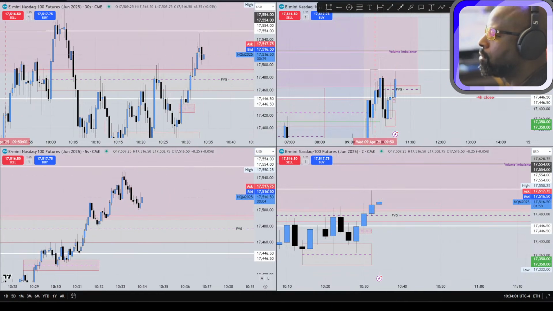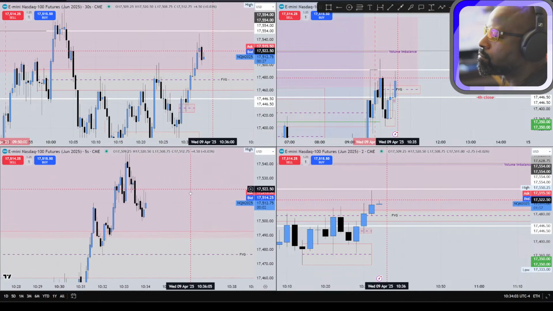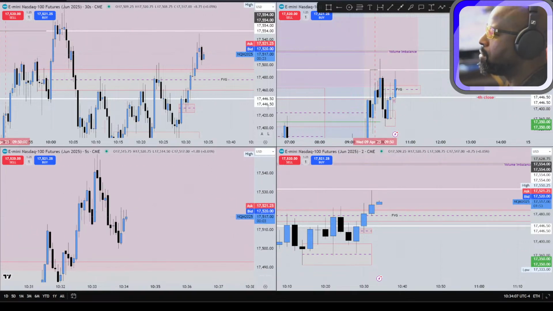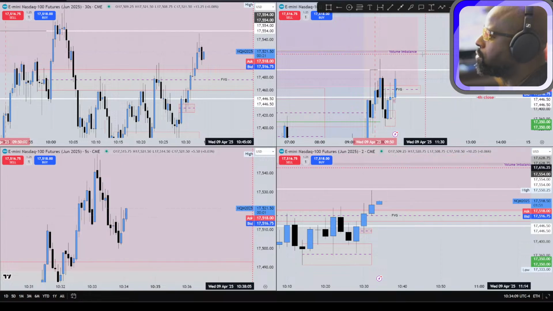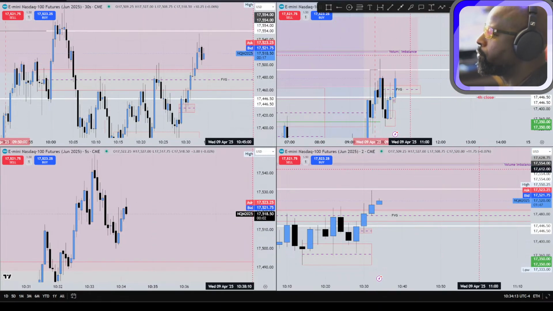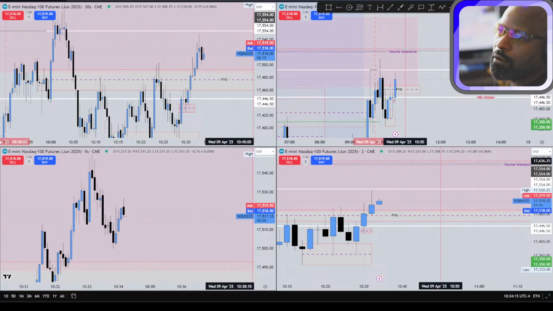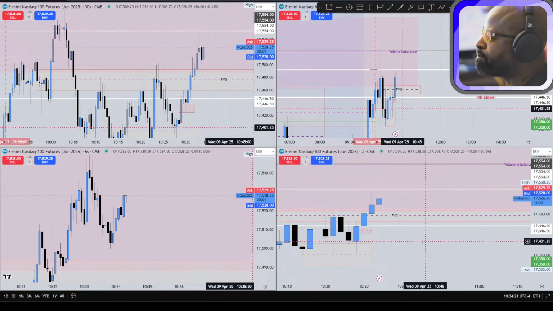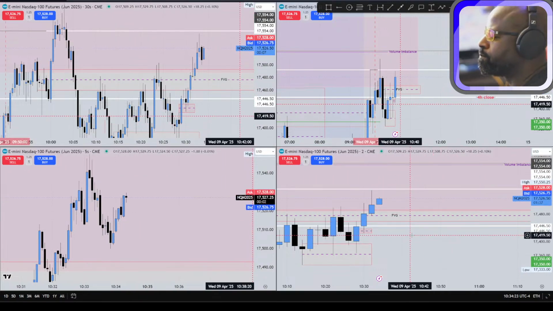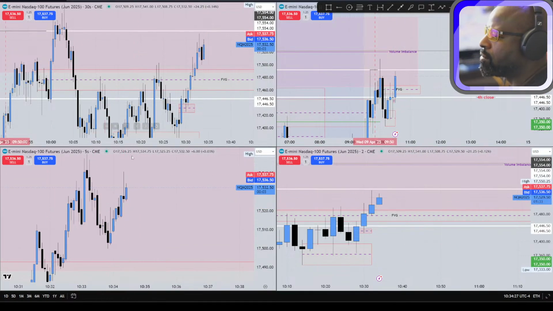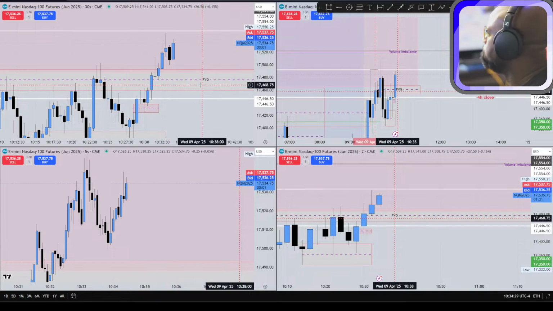If I had a crystal ball, and I don't, my tested theorem is that we would attempt to touch or at least go through the mean threshold of the 15-minute candle to the left, just to at least get close to it. That was weird. See how the candle just flashed like that?